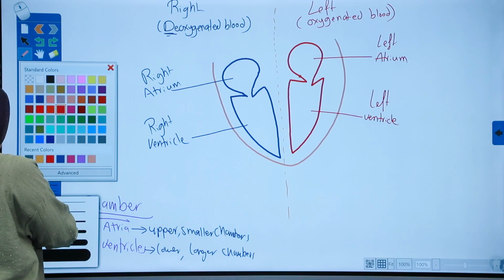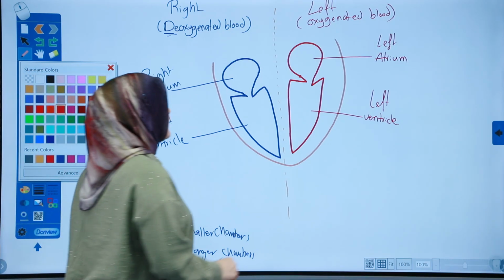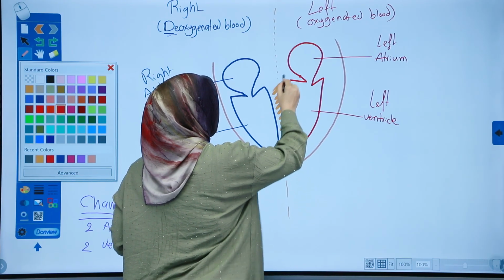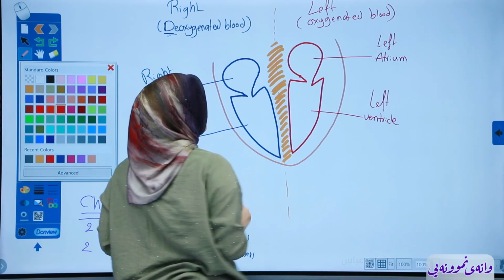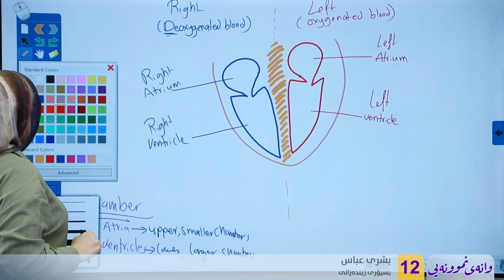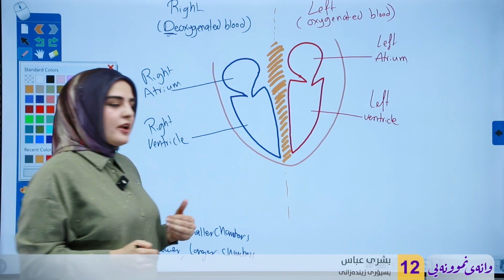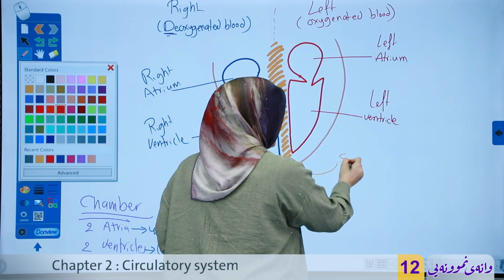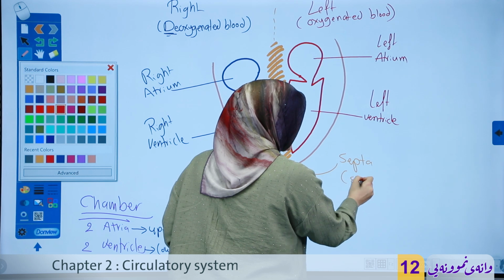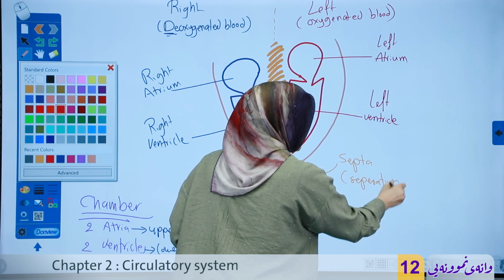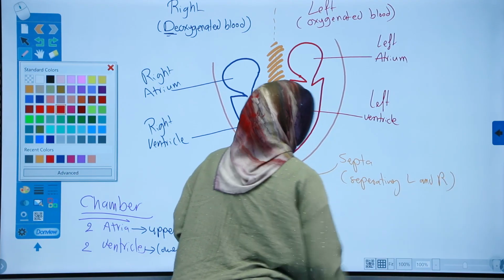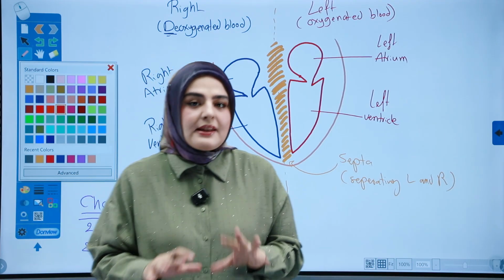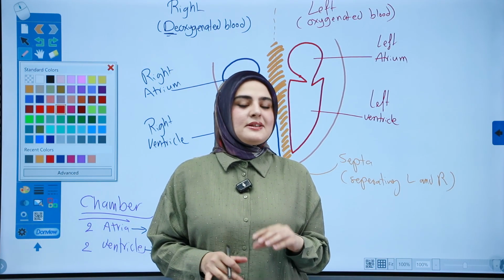If you notice, the bloods are not mixing. How are they not mixing? There is a wall, a vertical wall. There you go. It's a muscle. It makes sure that these bloods don't mix. Shouldn't we name it? Since it prevents mixing, we're going to call it the septum, as if separating, okay? The septum is separating left and right.